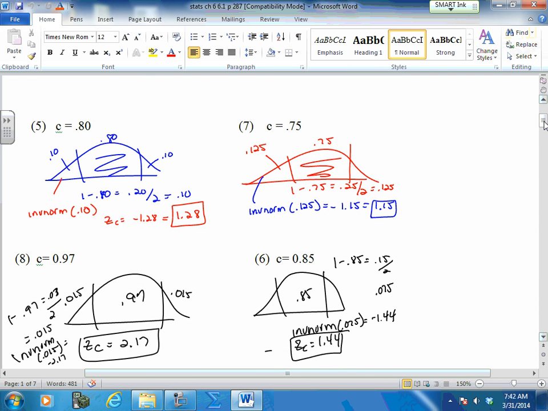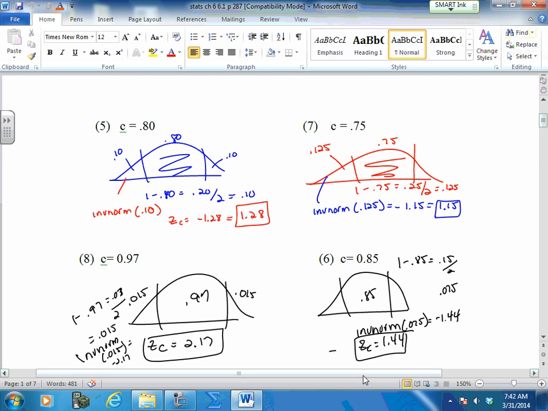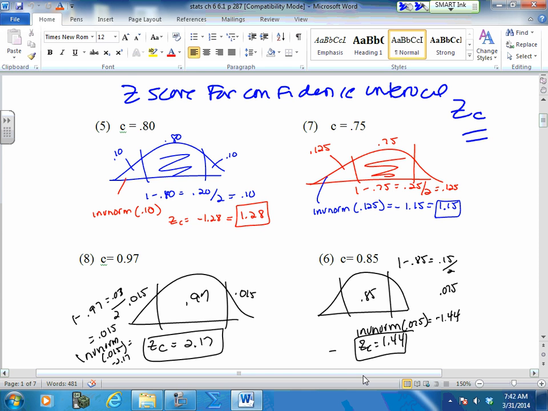All right, these guys, you have to find your corresponding z-score for that confidence interval. Now, we refer to this as the z sub c, a confidence interval for your z-score. Remember how we talked about this last week?